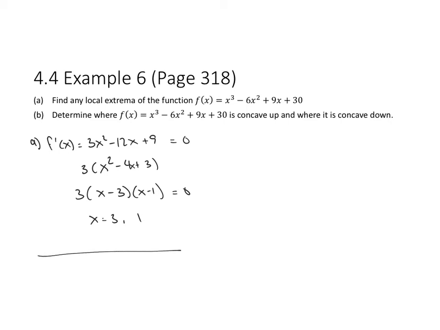And then I'm going to make my sign chart. If I plug in a number less than 1, I'm going to pick 0 because it's easiest. I get a positive. And if I plug in the number 2, I'm going to get a negative. If I plug in the number 5, I get a positive. So I go up and then down and then up. So it looks like I have a max at x equals 1 and a min at x equals 3.